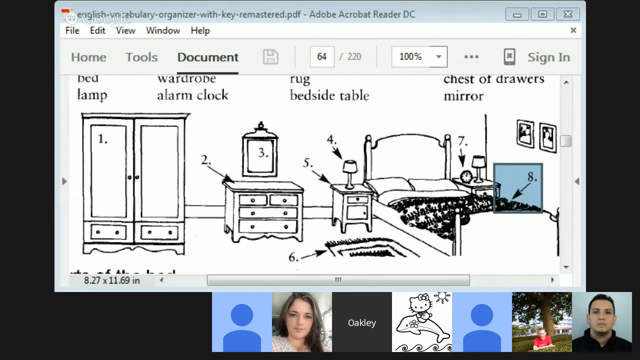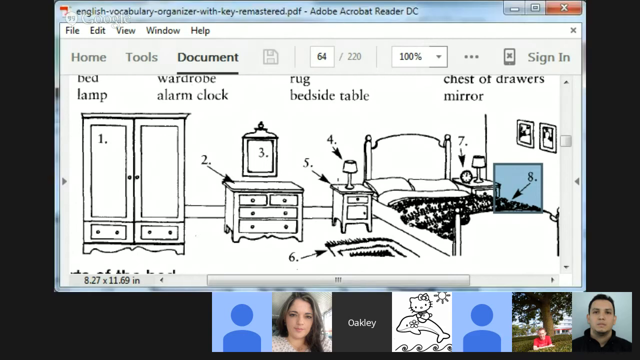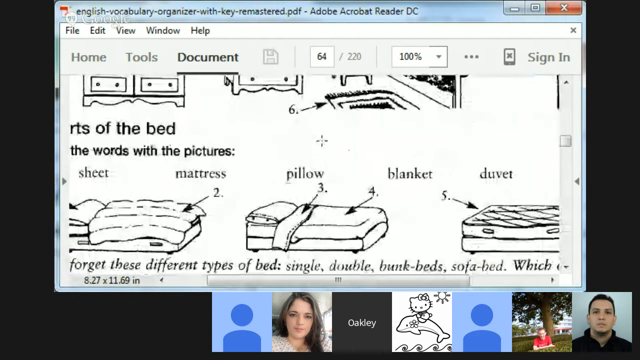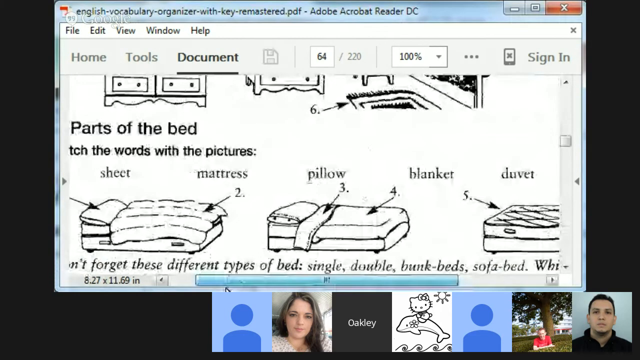Okay. Anyway, all right. Let's move on here. Speaking of beds, let's quickly look at the parts of a bed.